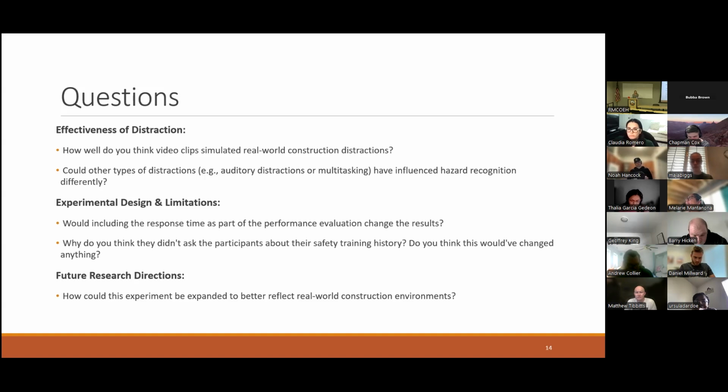If we go all the way back to the beginning of this, the whole hypothesis is really that distraction results in more problems, right?